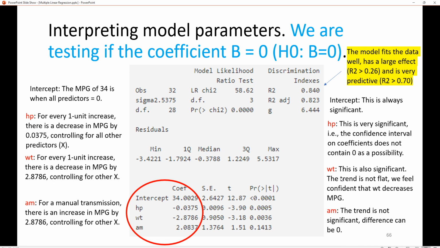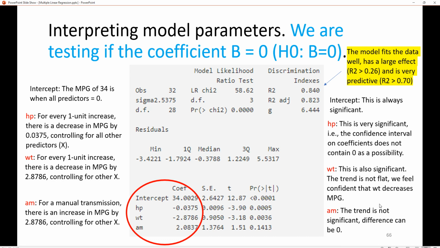For weight, we see something significant, WT. The p-value on that is 0.0036. This is also significant. Another way to say it is the trend is not flat. We feel confident that weight decreases miles per gallon. So the heavier the car, the lower miles per gallon we expect to see.